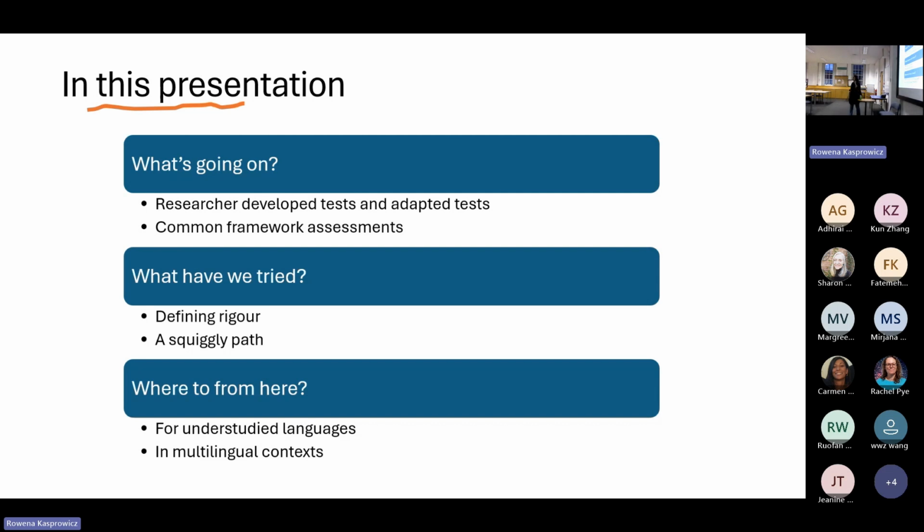And then I look at common assessment frameworks, which have a very tight grip on low and middle income countries, because these are frameworks that are developed elsewhere and then brought into these countries. I will then go into what we have tried to do in our project, mainly trying to get a sense of how you define rigor and test construction. It's been a squiggly path, and I'll take you through that a bit, and then where to go from here.